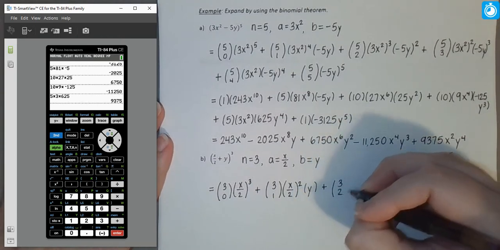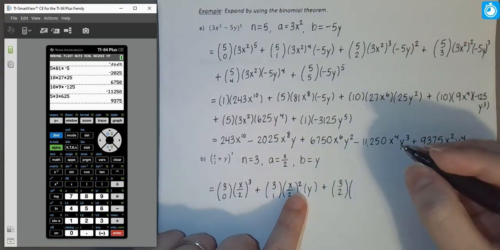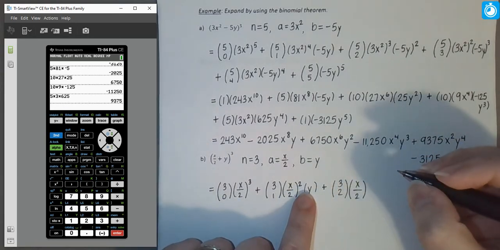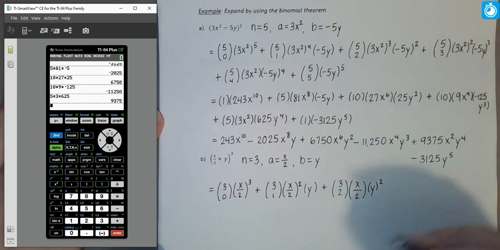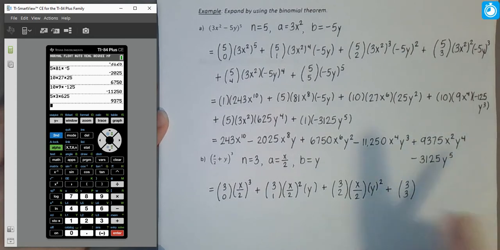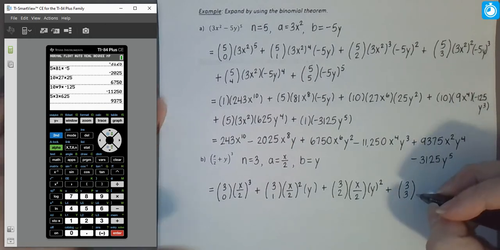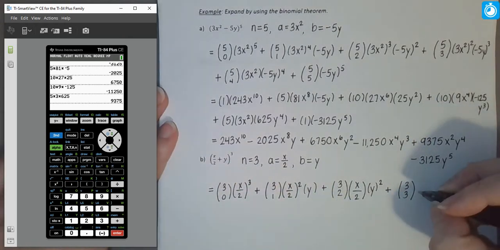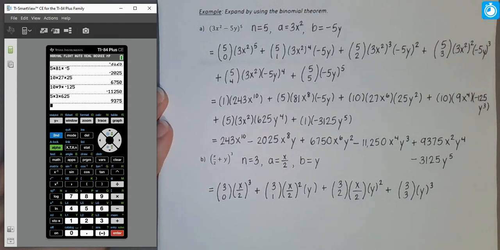Plus 3 choose 2, decrease the exponent on a, so we go from a squared to a first power, and then increase the exponent on b, so that becomes y squared, plus 3 choose 3, and as soon as we get down to n choose n, same value, then that means that's going to be our last term. So the exponent on a decreases, which means a to the 0 power, it disappears, and then the exponent on b increases, so we get y cubed.